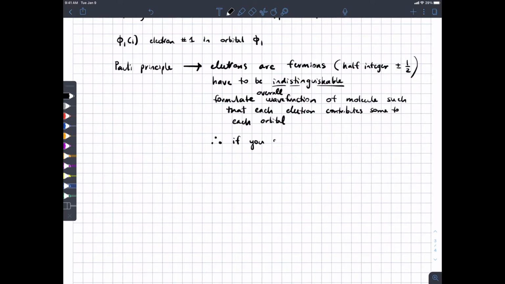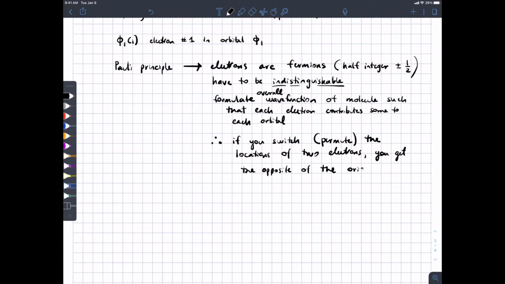So a consequence of this idea that they have to be indistinguishable, and why this is a consequence comes from the theory, is that if you switch or permute the locations of 2 electrons, you get the opposite of the original molecular wave function. And this is called the antisymmetry requirement.